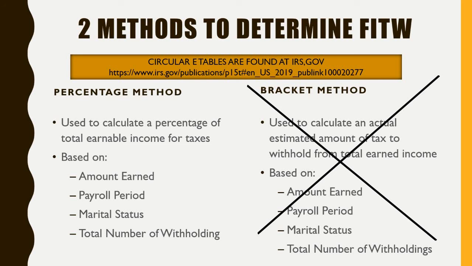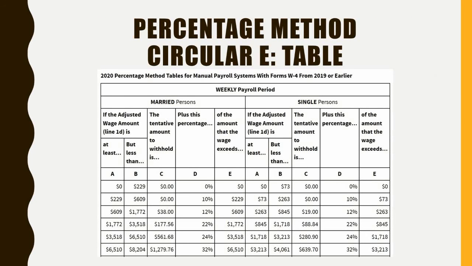Now, again, with that being said, we're going to be utilizing what's called the Circular E table. This is the tax table that you would normally see on irs.gov. Okay, so here is a typical example of what the tax table looks like for a Circular E. It's going to be, one, based on the accounting period that you determined.